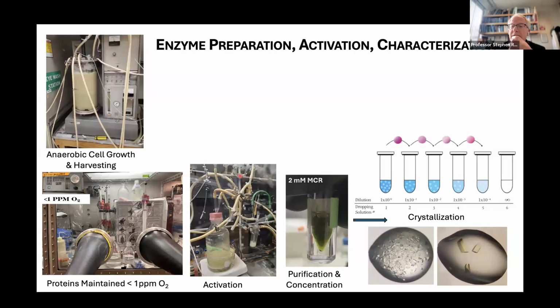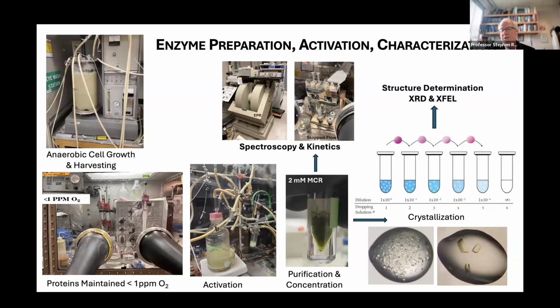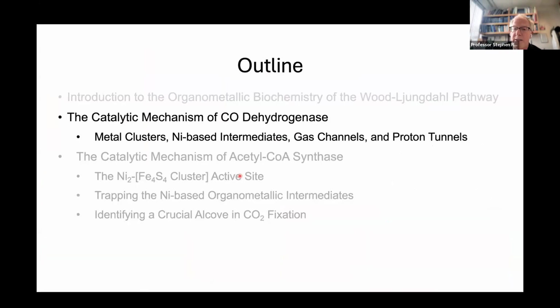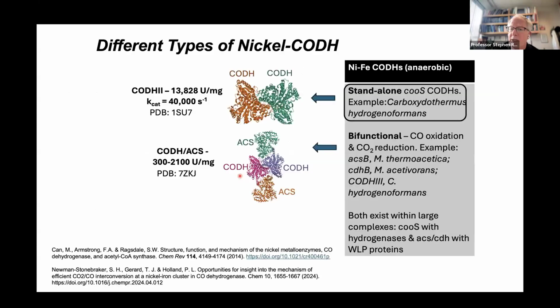That is, we use dilutions of seed stocks and control the seed stocks to get the size crystals we need, whether we're going to be doing neutron diffraction studies, X-ray free electron laser studies, or cryocrystallography. So we determine our structures using XRD, as I said, XFEL, or serial crystallography. And also, these solutions are used for spectroscopy and kinetics, and I'll tell you some of the results of those studies. So I'll start with the catalytic mechanism of CO dehydrogenase and talk about the metal clusters, the intermediates, the gas channels in this pathway.